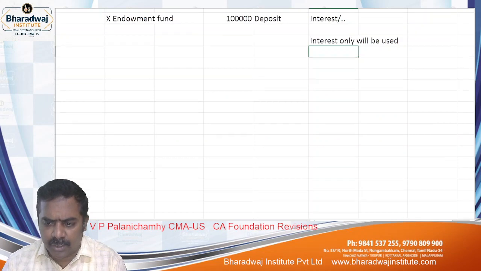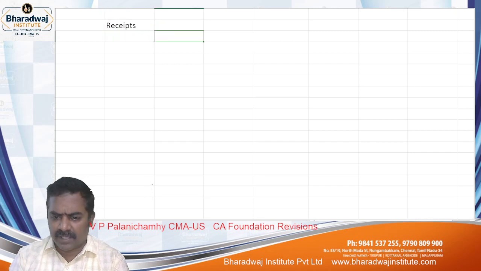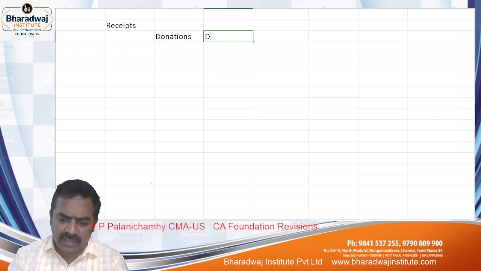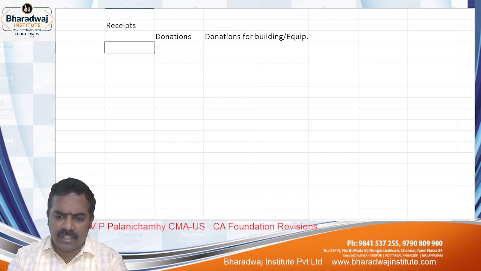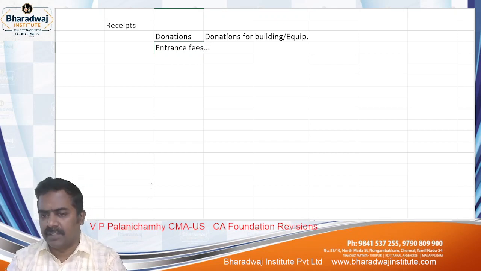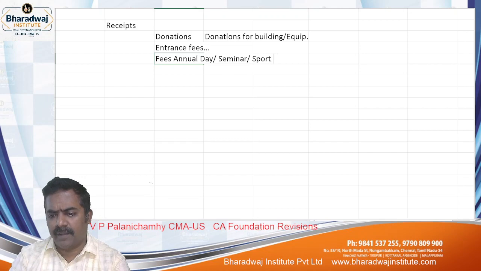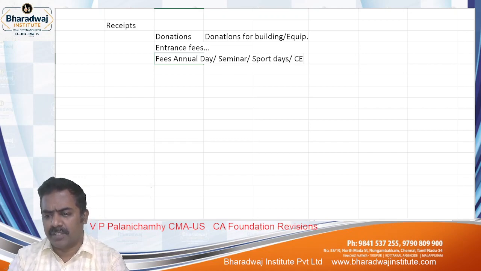Now let me ask you a question. You tell me where it will come or not. Let us take the receipt side. What will you do with donations? Income and expenditure account or balance sheet? Income and expenditure account. What will you do with donation for building? It can be building or equipment. Balance sheet. Suppose they give you entrance fees. Entrance fees will be added to the balance sheet. Suppose they give you entrance fees for attending annual day, seminar, sports day, or New Year celebrations and so on.